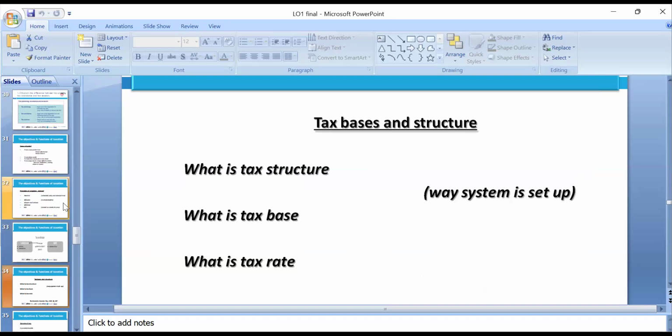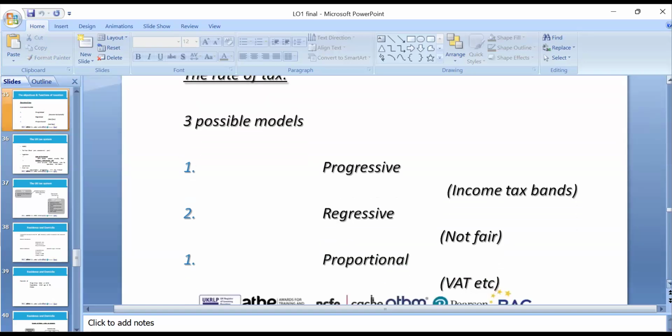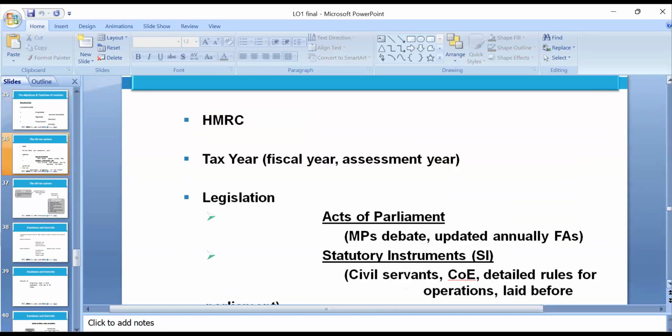So the tax basis: what is the tax structure, what is the base and the basic rate. The possible models we mentioned: progressive income tax bands, and regressive, which is not fair. The proportional model is VAT.